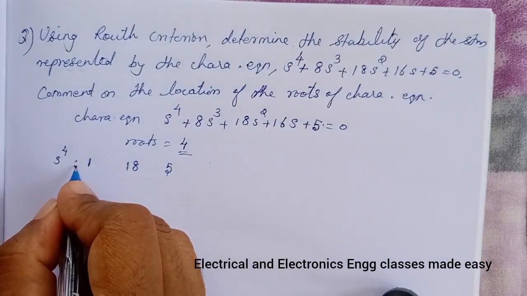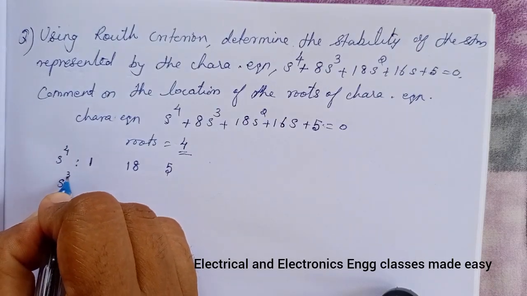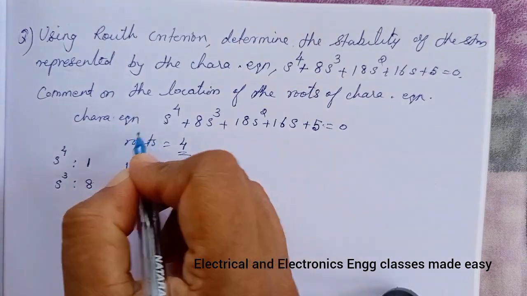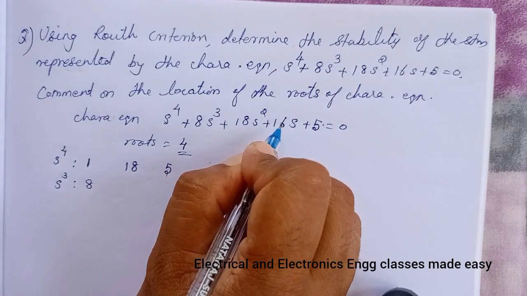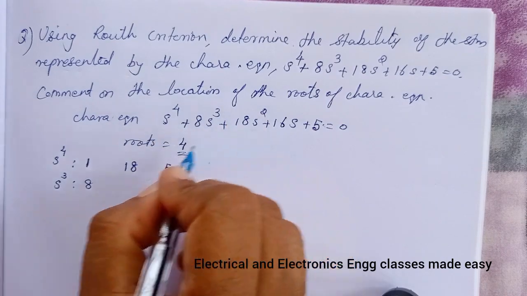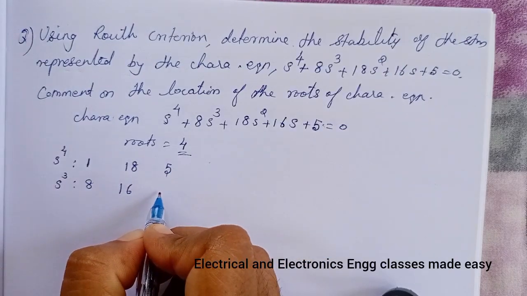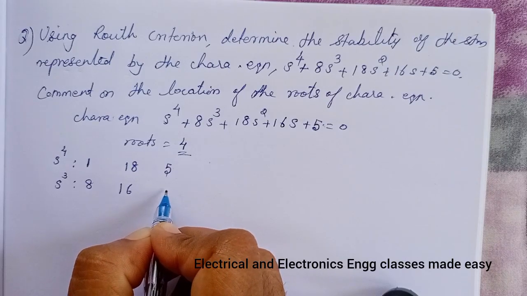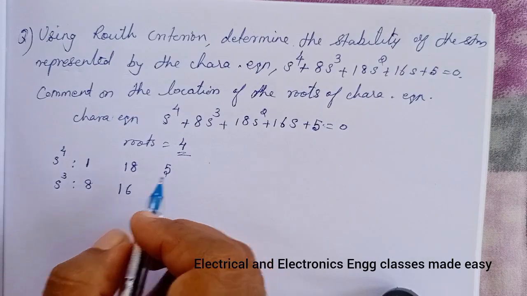Now we have to write the next highest power of s, that is s cube, and the coefficient of s cube is 8. Next odd power of s is s raised to 1, and the coefficient is 16. So we have to write 16 here. And here no coefficient, that means it should be considered as 0, and no need to write 0 here.